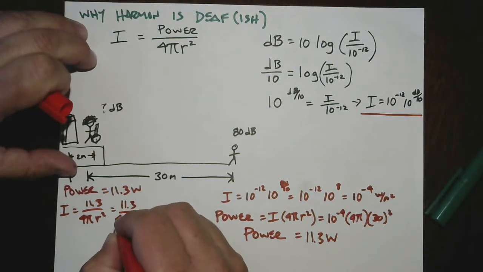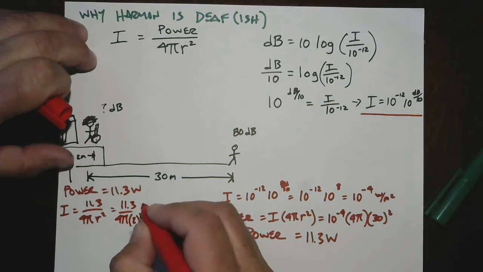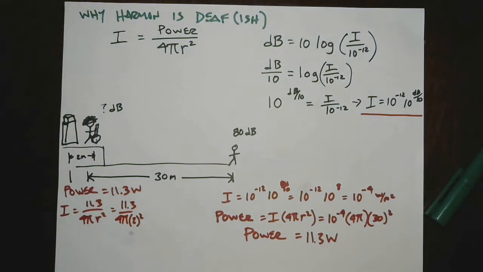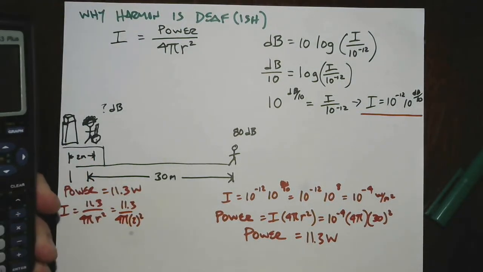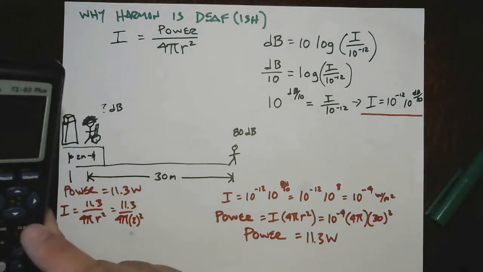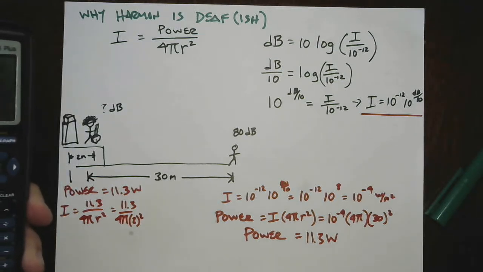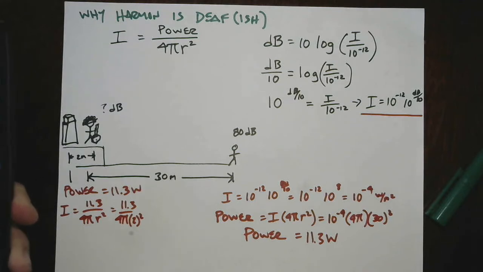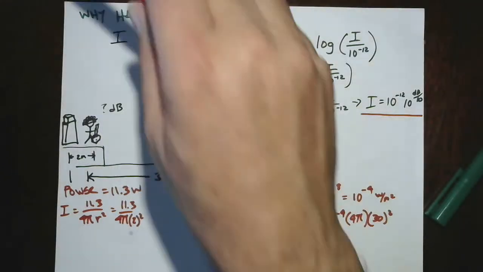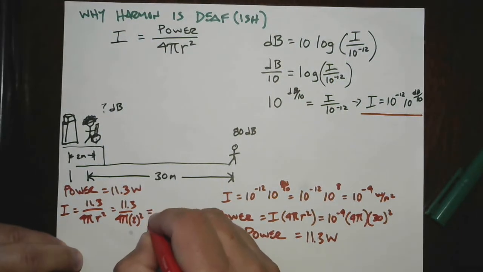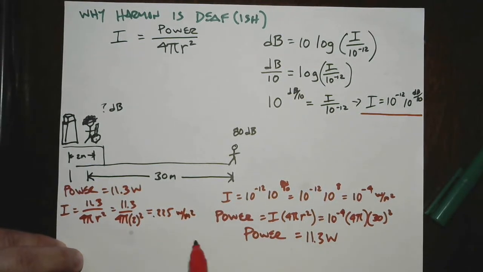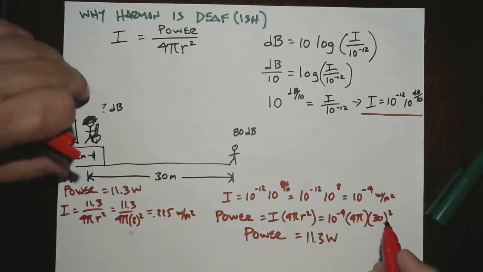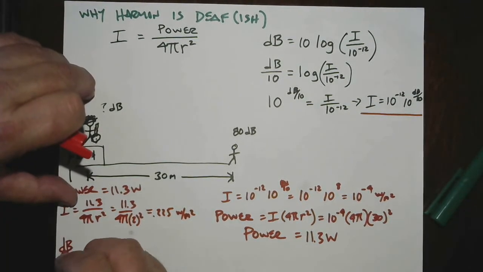Okay, so here we go. 11.3 divided by 4 pi times 2 squared. By the way, 2 squared you can do in your head, that's 4, but let's get this cranking. 11.3 divided by 4 divided by pi and divided by 4, again, equals 0.225. So the intensity in watts per meter squared is 0.225, and you can see that's a lot more than it was out at the audience. And so let's figure out what the decibel level is for that person.